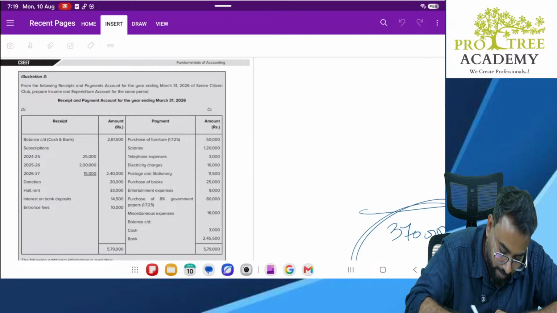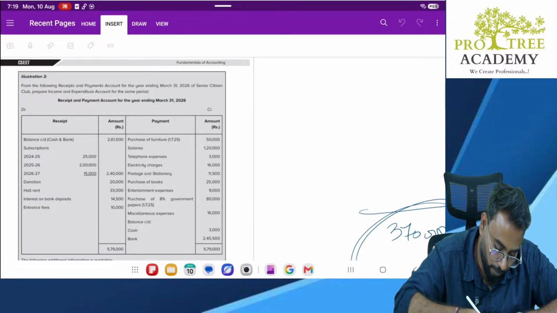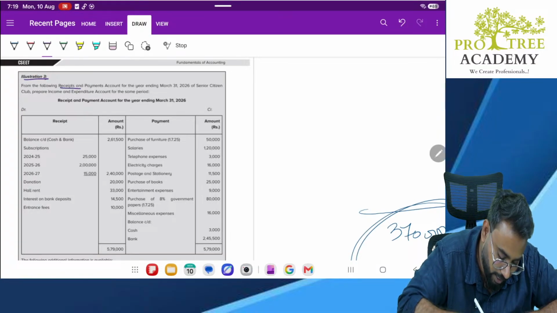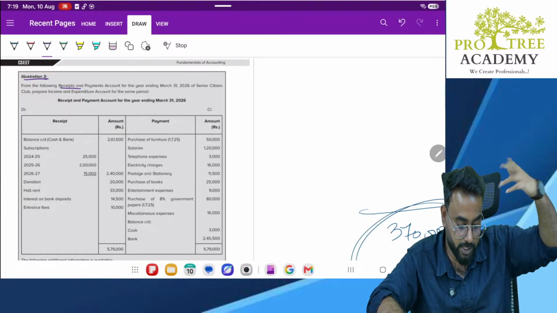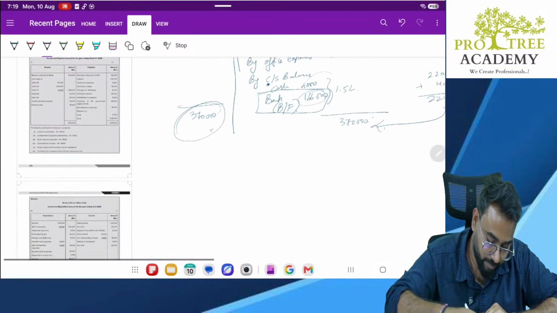Illustration number 3. From the following receipts and payments account for the year ended 31st March 2026 of Senior Citizen Club, prepare income and expenditure account for the same period. Now they have given you receipts and payments. They want you to calculate the income and expenditure account. Shall we do it? Yes, sir.